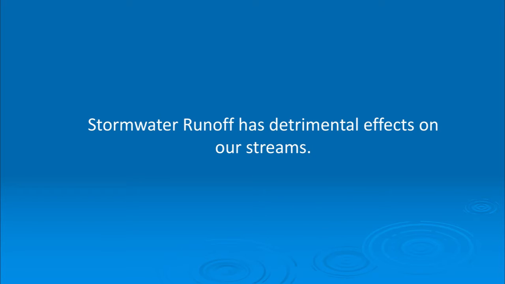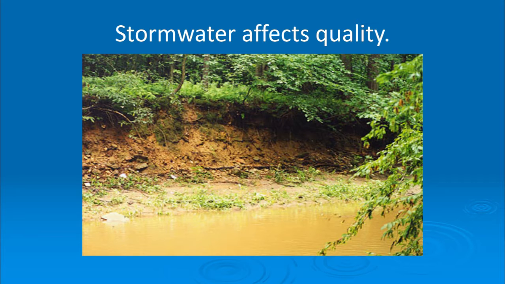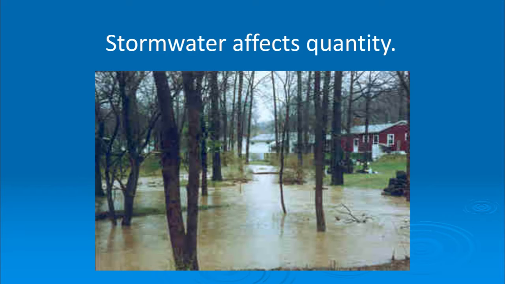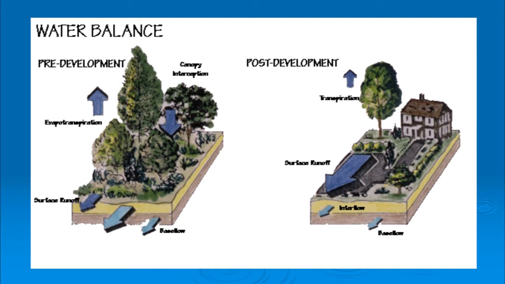As I mentioned, stormwater runoff has detrimental effects to our streams. And that could be a water quality issue, as well as a water quantity issue. So both the pollutants themselves, and then of course, in this case, the effects of flooding, which are both quality and quantity issues. Let's take a second and look at a water balance.